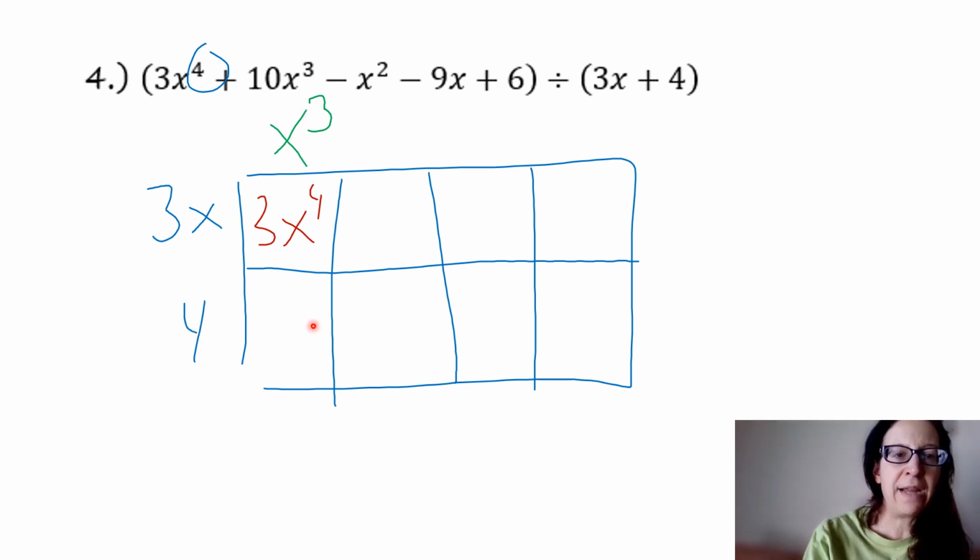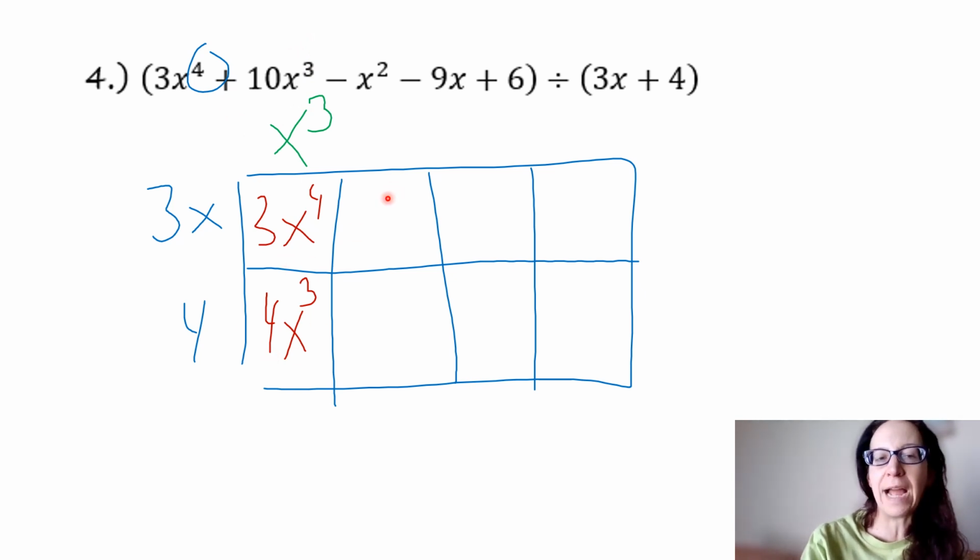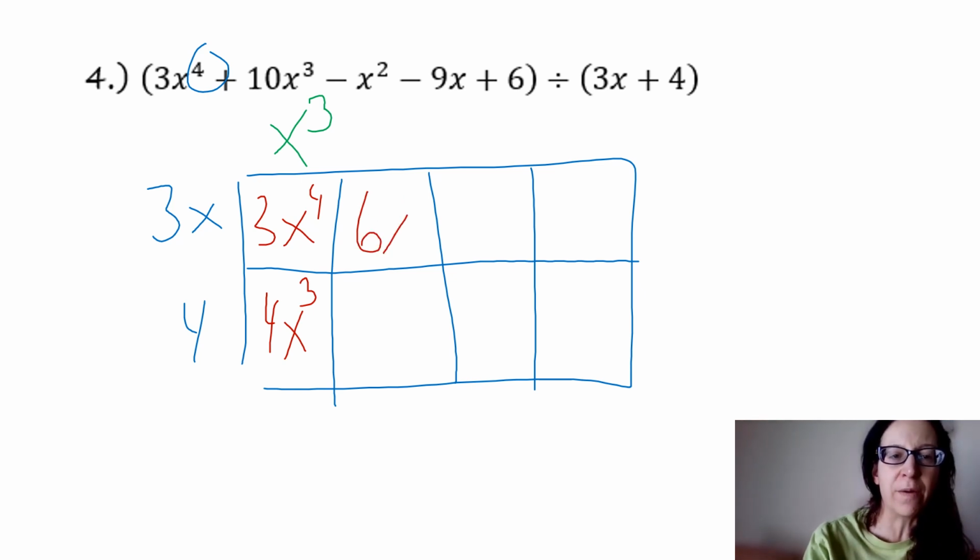Then we multiply down here. So we will get 4x to the third down here. Now remember that whatever we have has to add up to this polynomial. So I need 10x to the third. I have 4x to the third, which means I need 6 more of them. So that were I checking this, the 4x to the third plus the 6x to the third would give me that 10x to the third.